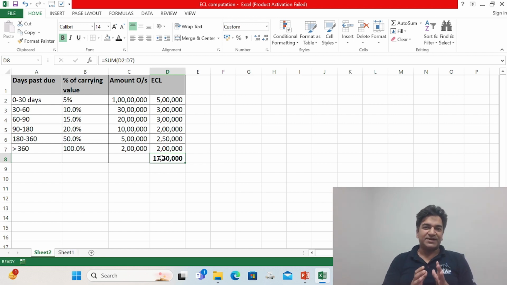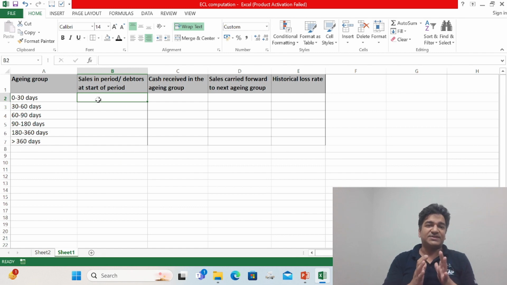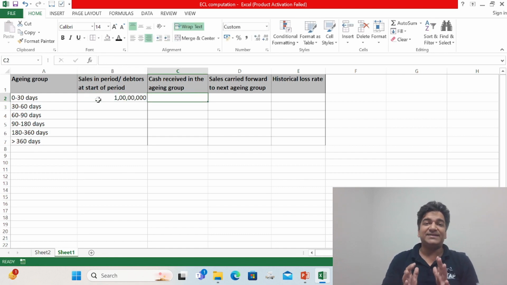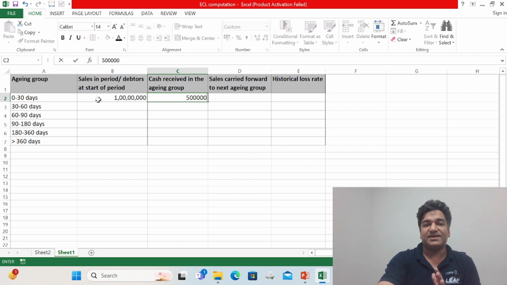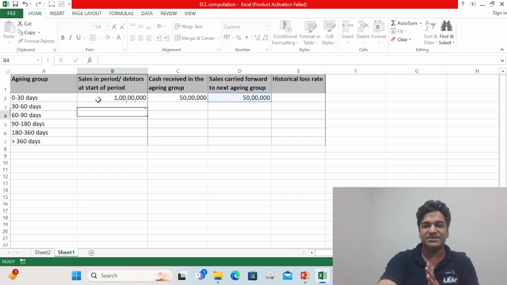So friends, having computed the amount of ECL using the provision matrix, let us now look at how these rates have been arrived at by the entity using the historical data. So let's say the amount outstanding at the start of the period was 1 crore rupees. An entity receives 50 lakh rupees in 0 to 30 days time frame. So the balance amount remains as 50 lakh rupees. This 50 lakh rupees will be carried forward to the next aging group, which is 30 to 60 days.